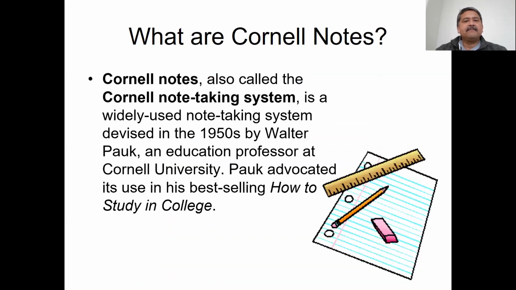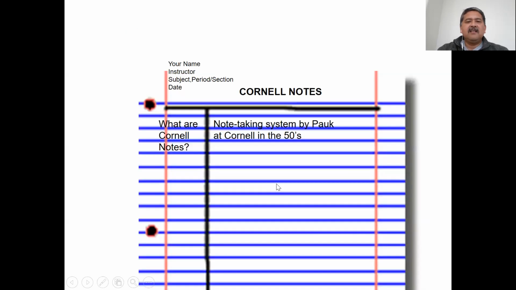Let's take a look back. Cornell notes, 50s, Pauk, Cornell, maybe the name of the book. Note-taking system by Pauk at Cornell in the 50s. For the title, we'll see later that this column is going to be used for questions primarily, but I wrote the question, what are Cornell notes? And the answer is going to be right next to the question. Usually when you take Cornell notes, you fill up this area first, and then come back and write those questions. But this one was so obvious, I went ahead and put the question right to the left of the content in the body of the notes.